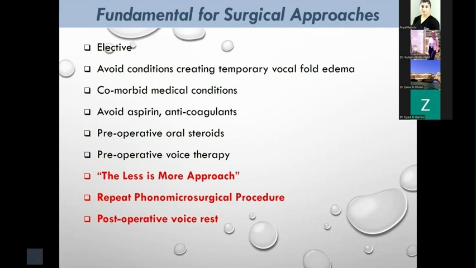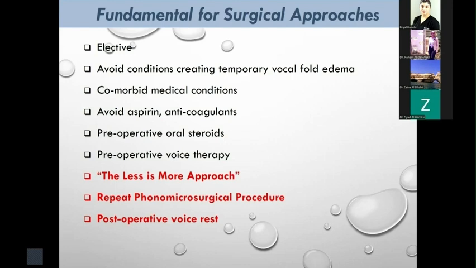Another important factor in the surgical approach for these lesions is the less-is-more approach. When it comes to phonosurgery, whatever measure is taken to reduce the mass of the vocal fold, there is an accompanying risk of hindering the vocal fold vibration by vocal fold scarring. So when you are doing phonosurgery, you have to be as conservative as you can, again to minimize excess vocal fold tissue removal.